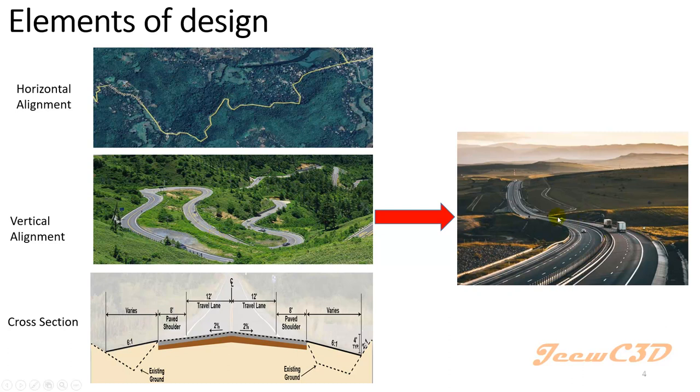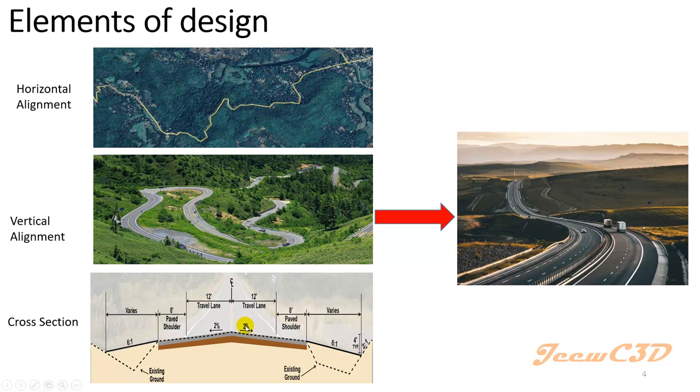So if you see here, you have a slope on the road. So what are the maximum slopes, what are the minimum slopes, what kind of slopes you have to ignore, what kind of slope you have to select. So they have to be decided by someone, otherwise you cannot design a road as you think. There are standards for that.